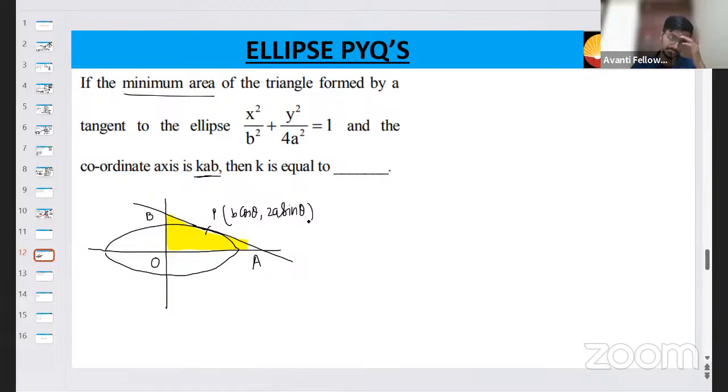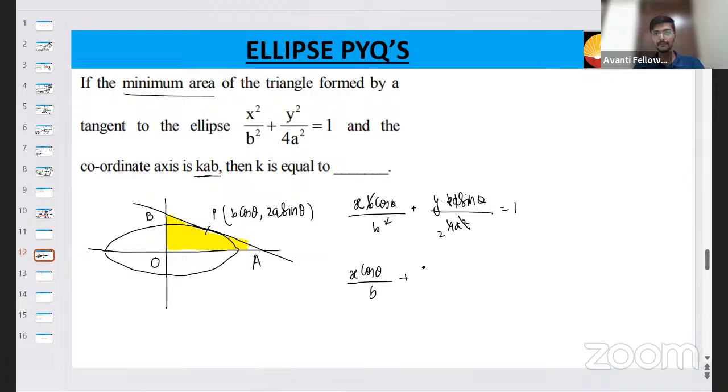So what will be the equation of tangent at P? It is x x1 upon A square plus y y1 upon B square is equal to 1. So here 1 b will get cancelled. Here 1 a will get cancelled. 2 ones are 2, 2 twos. So we are left with x cos theta upon b plus y sin theta upon 2a is equal to 1.